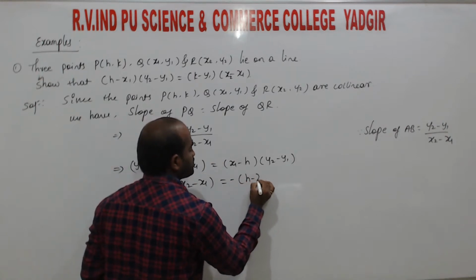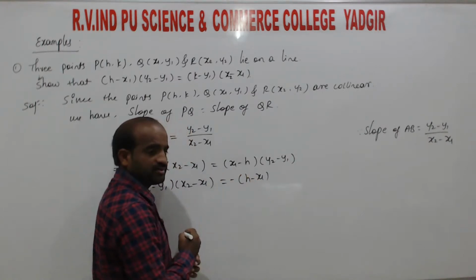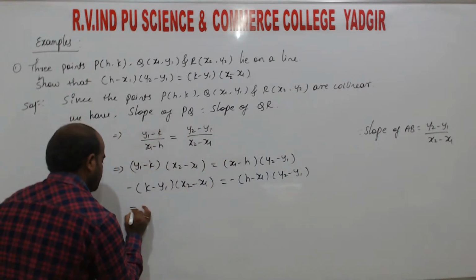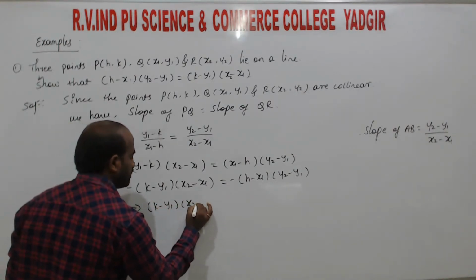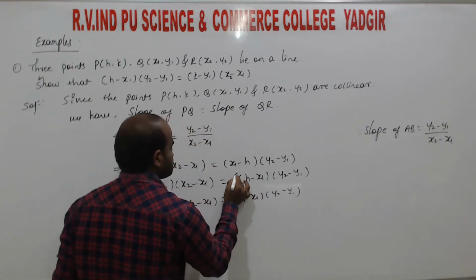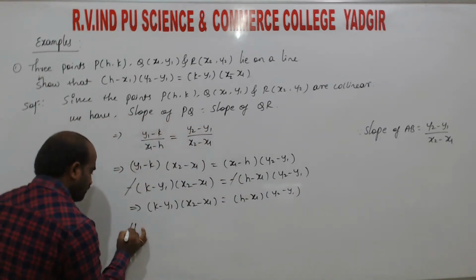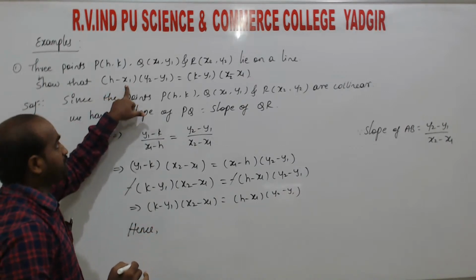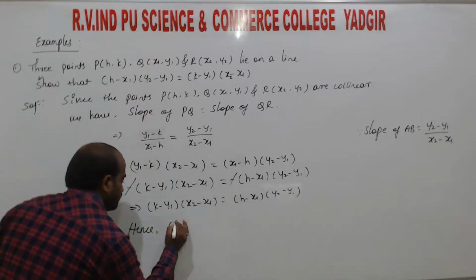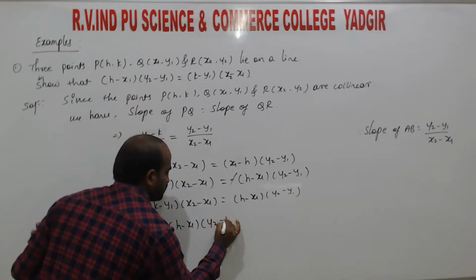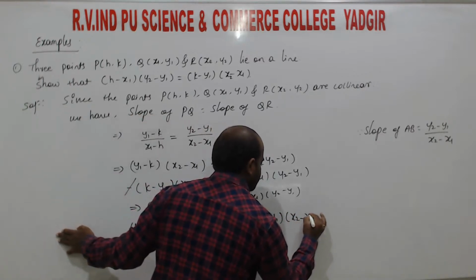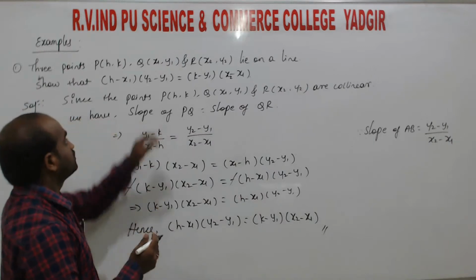Now we get (k minus y1) into (x2 minus x1) equal to (h minus x1) into (y2 minus y1). Both minuses cancel. But we want h minus x1 into y2 minus y1 first, since A equal to B or B equal to A. So (h minus x1)(y2 minus y1) equals (k minus y1)(x2 minus x1). This is the required equation.